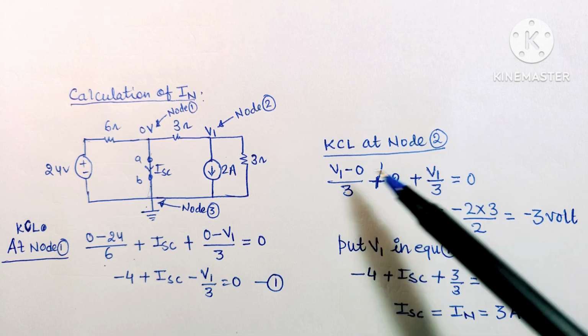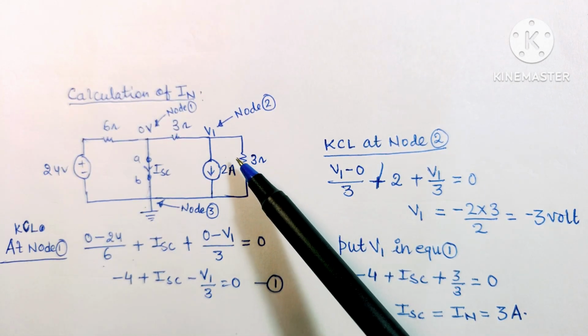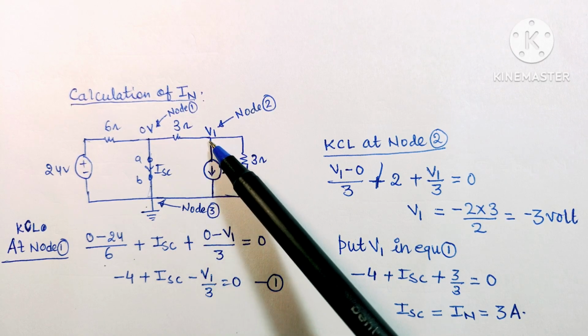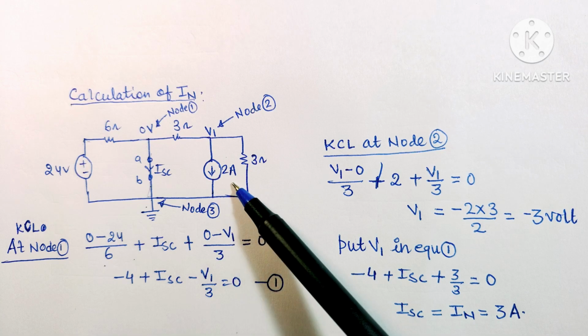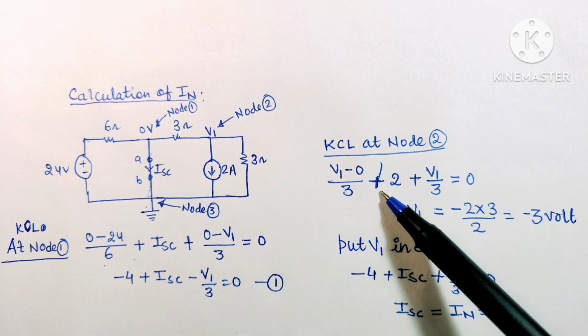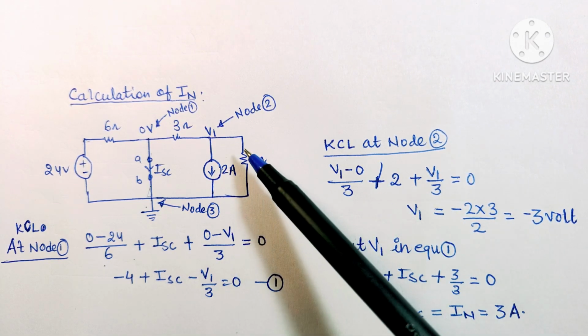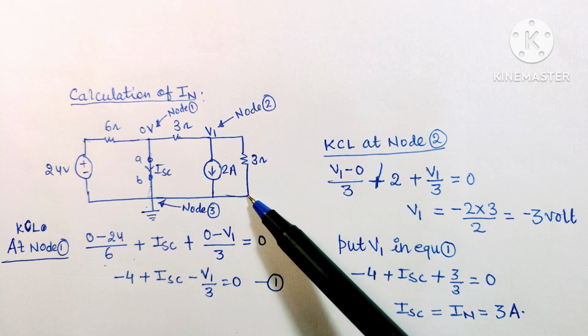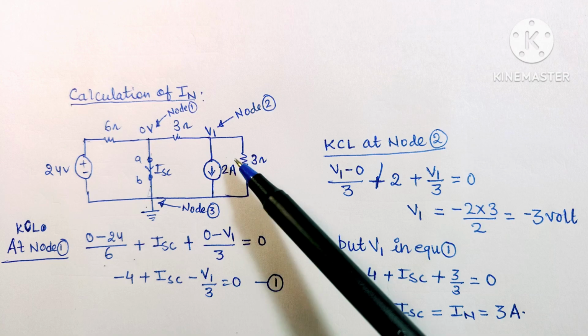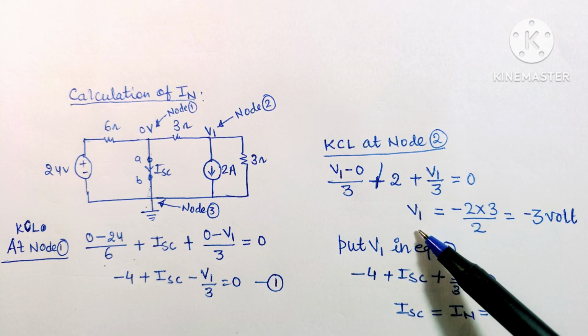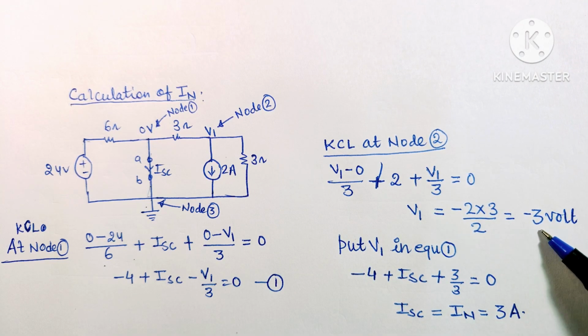Now if we apply KCL at node 2, then we will find that the current in this branch will be equal to (V1 minus 0) by 3. It is written here, plus this 2 ampere current is leaving this node, so it will be positive in sign, plus 2, plus let's assume current will leave in this branch from this node, that will be equal to V1 by 3, equal to 0. Then the V1 value can be calculated as minus 3 volt.